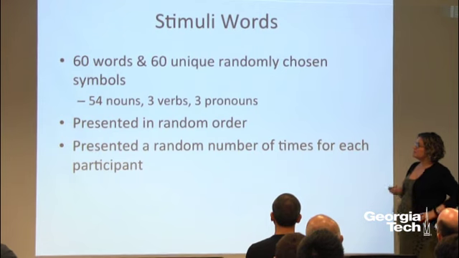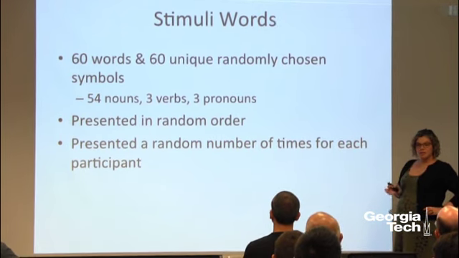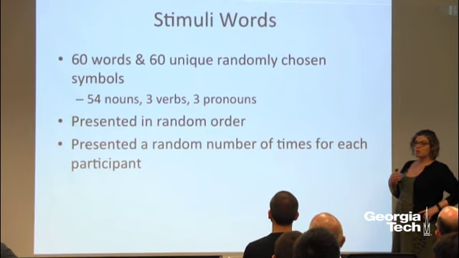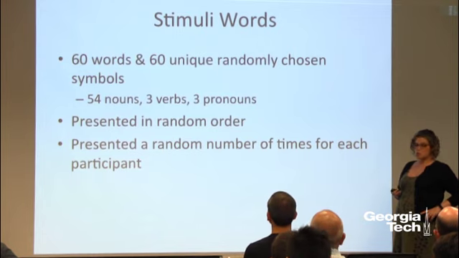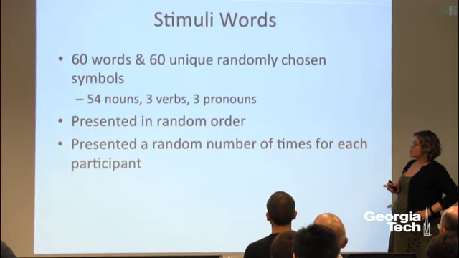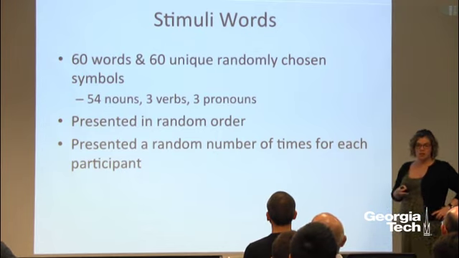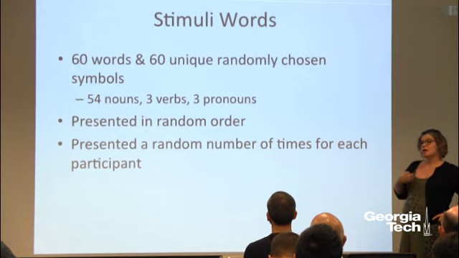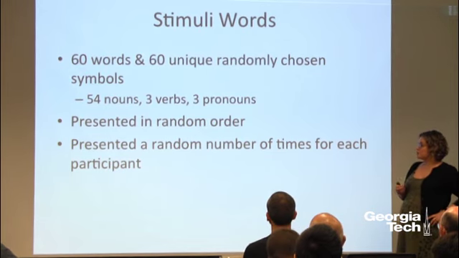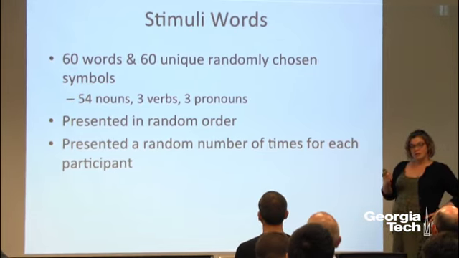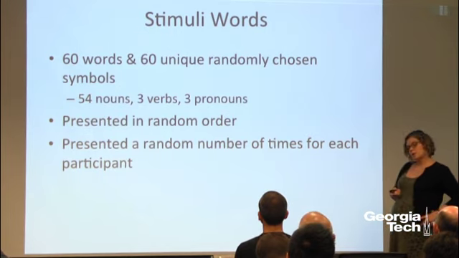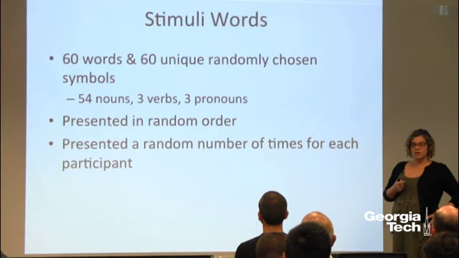So our data set is made of 60 words, and they're randomly assigned to 60 unique symbols. So there's no rhyme or reason for which symbol goes where. We didn't choose a pretty cow-looking symbol for cow. The 60 words are made of 54 nouns, 3 verbs, 3 pronouns, and they're presented in random order. So that means that every subject sees the words in a different order. And in addition, they're presented a different number of random times for each participant. So some participants see the word cow twice. Some participants will see the word cow 12 times.